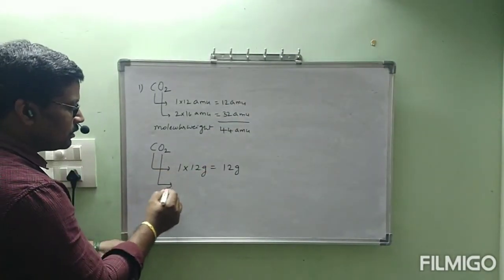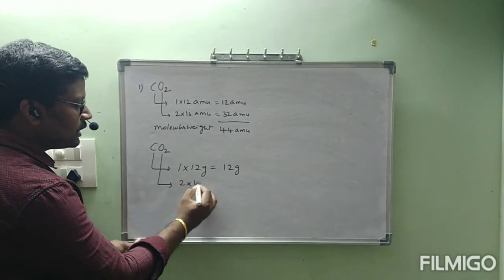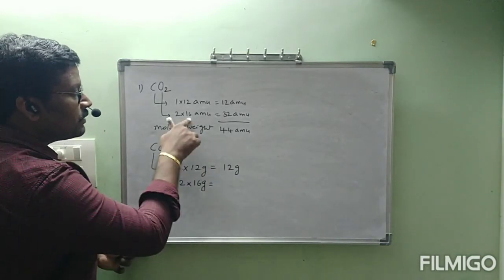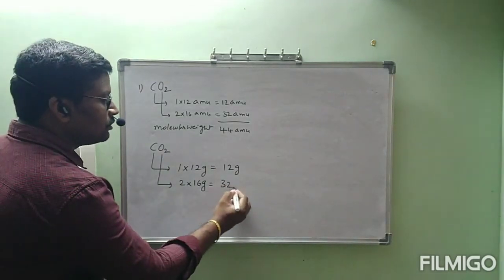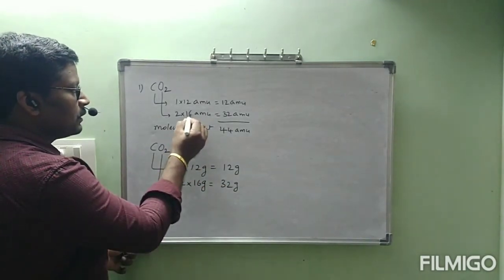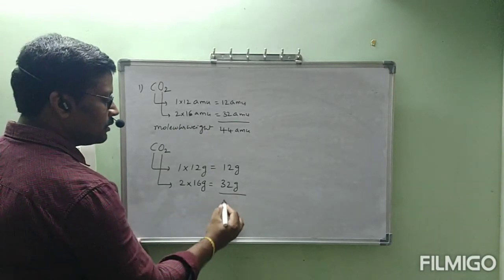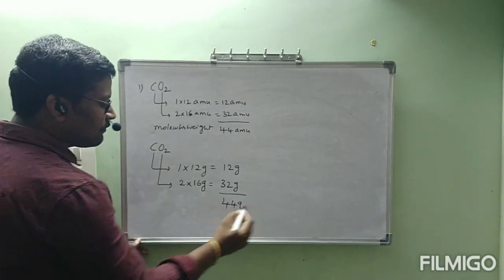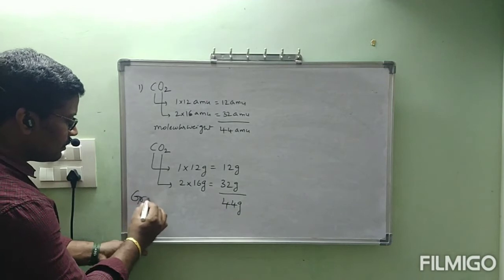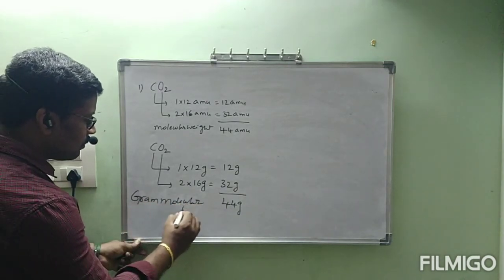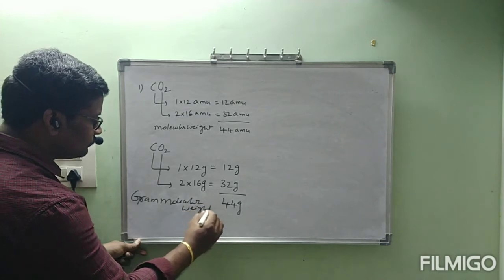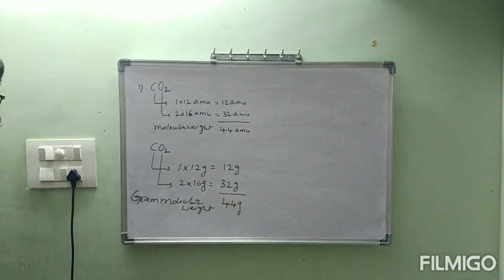Next, oxygen 2 into 16 grams. Here I wrote 16 AMU. Here I wrote 16 grams is equal to 32 grams. Total 44 grams. This is called the gram molecular weight of CO2.